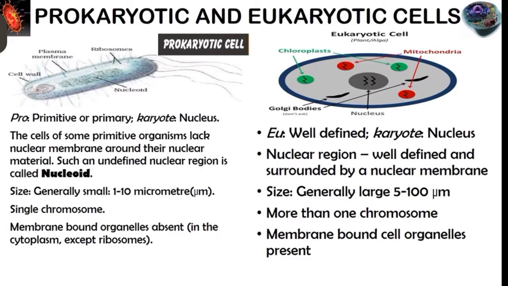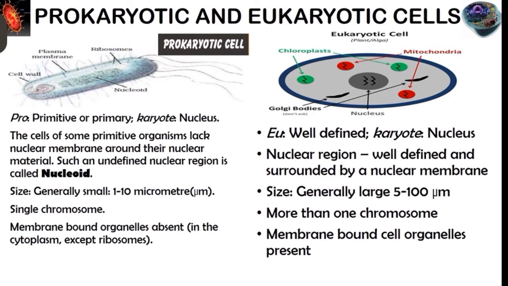The difference between prokaryotic and eukaryotic cells. Pro means primitive or primary, karyote means nucleus. Eu is well defined and karyote is nucleus. Prokaryotic cells of some primitive organisms lack the nuclear membrane around their nuclear material. Such an undefined nuclear region is called nucleoid. The nuclear region is well defined and surrounded by a nuclear membrane in eukaryotic cells.